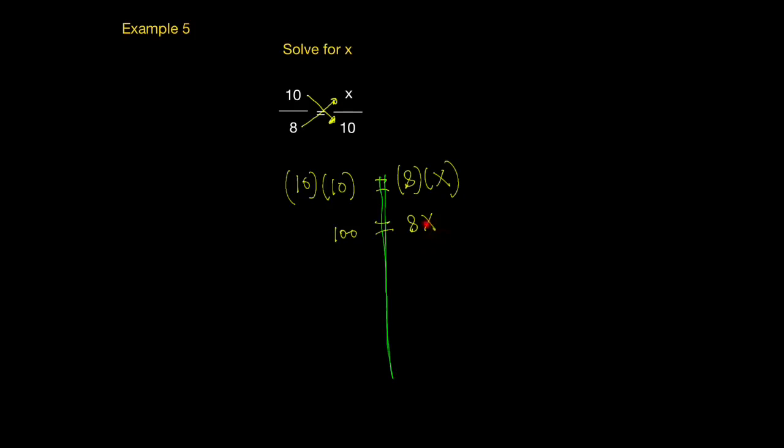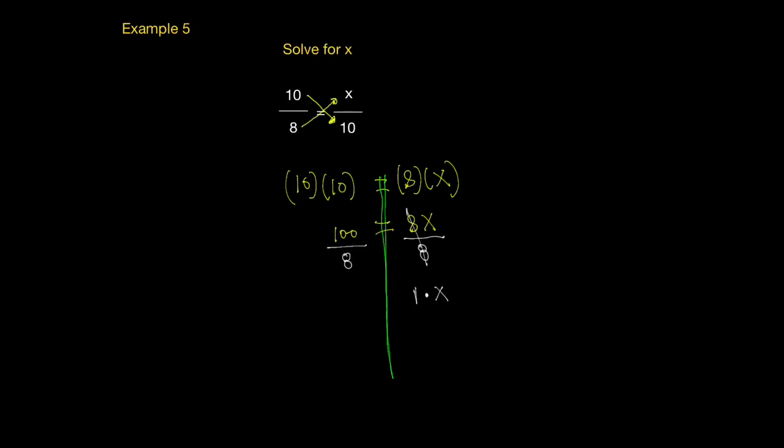Here I want to isolate x, so I have to do the inverse operation of whatever's happening to x. Here it's getting multiplied by 8. The inverse of multiplication is division, so let's divide by 8. And whatever we do to one side, we do to the other. So we're going to divide 100 by 8. 8 divided by 8 is going to give us 1.